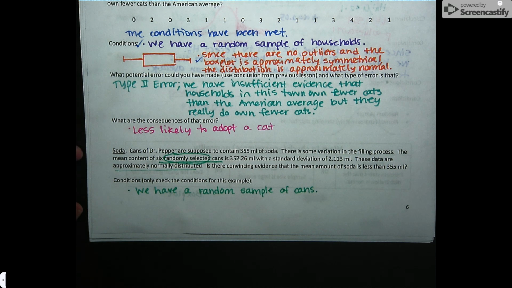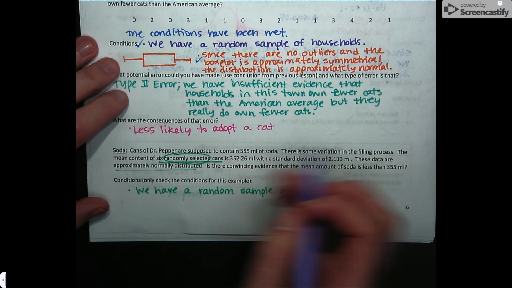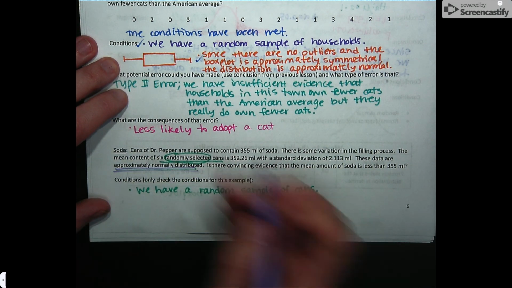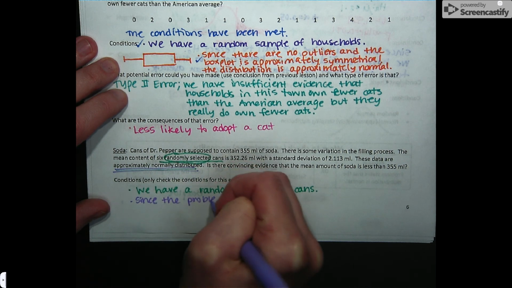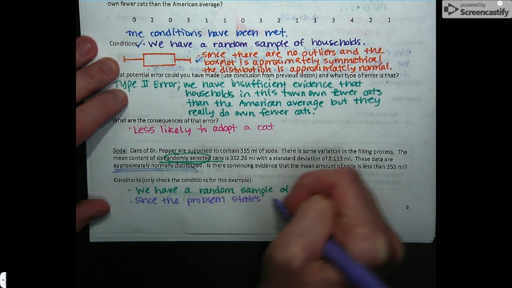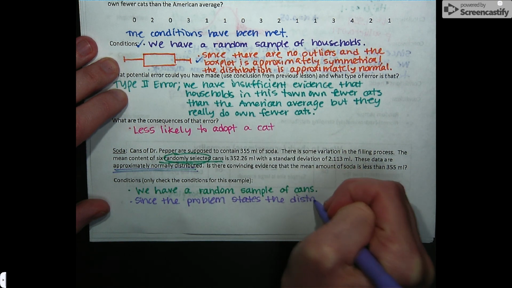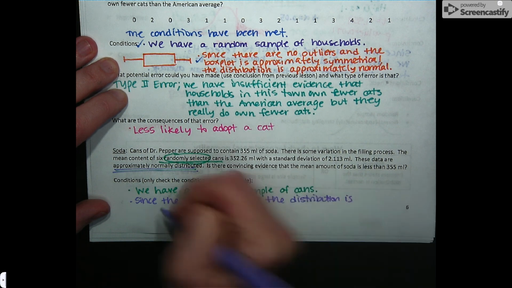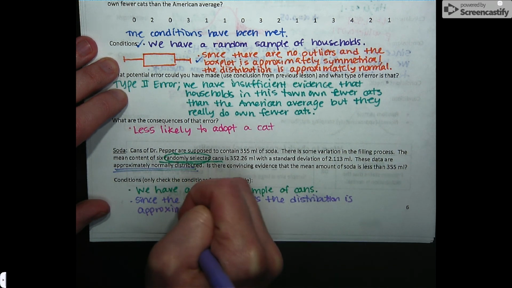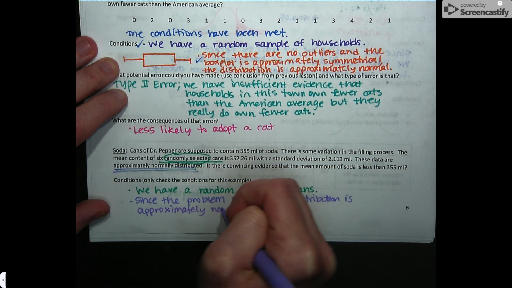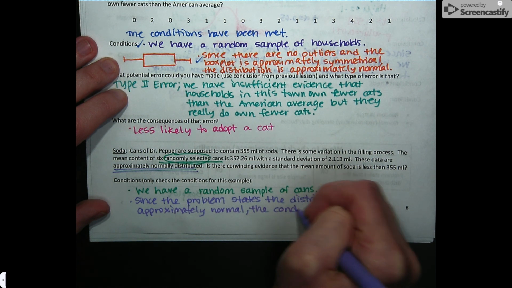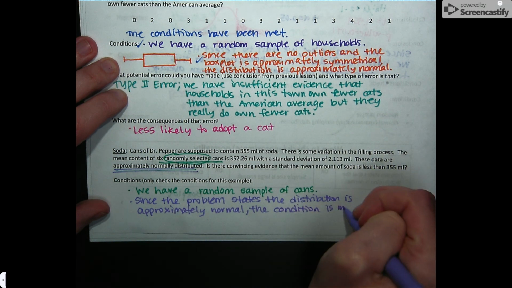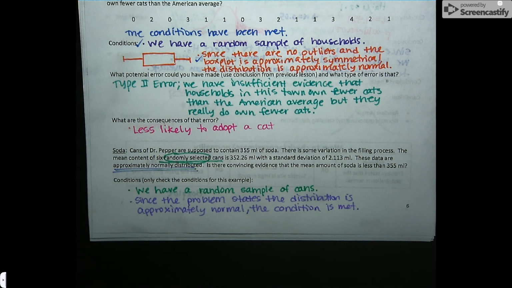Then this one is the dream problem, right? You don't even have to check sample size. You don't have to check a box plot, none of that. They literally said the data is approximately normally distributed. So since the problem states the distribution is approximately normal, the condition is met. They just told you, so you can assume that condition's met.